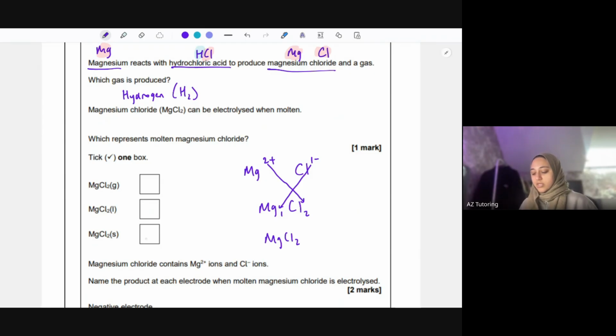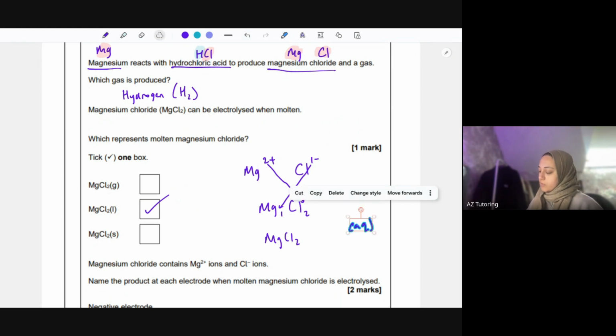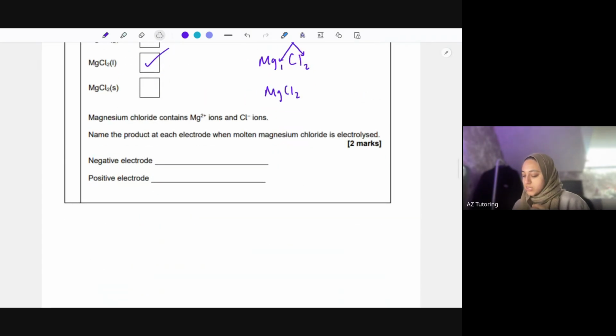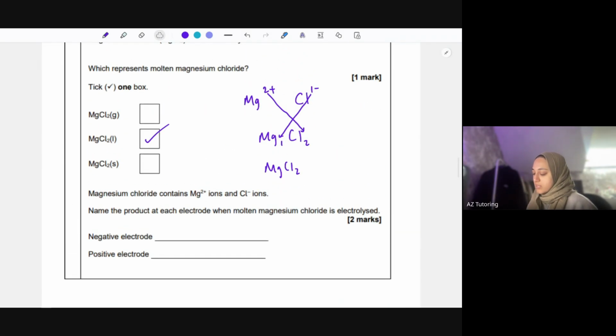Now, because it's molten, it's not solid, because that wouldn't be able to conduct electricity. It's not a gas. Molten, think about like lava, so it's liquid. So we're looking at the state symbols. Remember, you could also have aqueous as well, which just means it's dissolved in water solution. Okay. Magnesium chloride contains Mg2 plus and Cl minus ions, which we've just said over here.